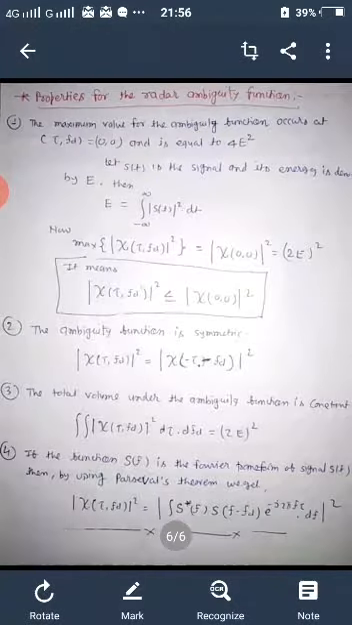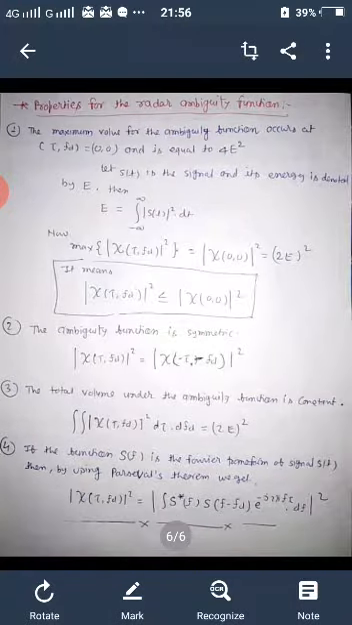Next, if the function S(f) is the Fourier transform of signal s(t), then by using Parseval's theorem we can write this. By Parseval's theorem, if we have to find the energy or the power without knowing its time domain, we just use its Fourier transform, or Fourier functions, and we can calculate the things. So these are the properties of the ambiguity functions.